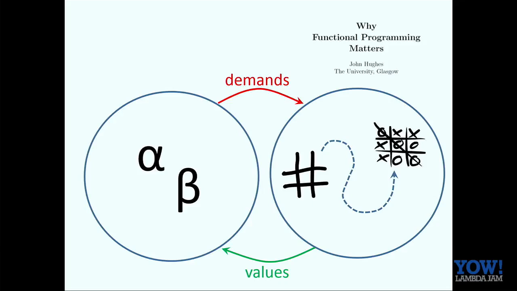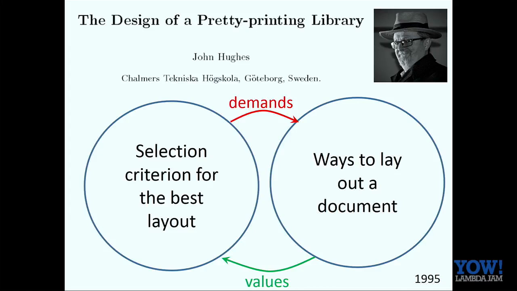But I didn't need to mix up the search strategy with the code that built the search space. They were both separated cleanly. And I like that very much. I'm not going to show you that in detail. I'm going to quickly mention a later paper I wrote, the design of a pretty printing library, which uses the same idea. So here, the producer constructs many ways to lay out a document, and the consumer selects the best layout for doing pretty printing.